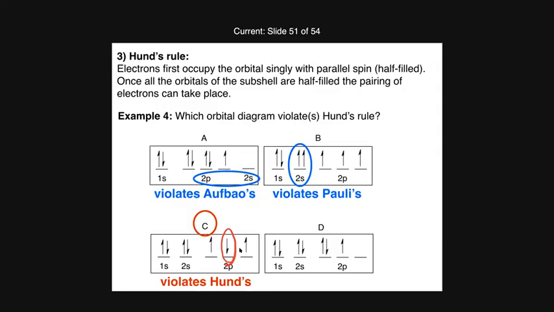Now D is a choice that also violates Hund's rule, because you will need to fill them singly with the same parallel spin first. You can't pair them first, right? So this would violate Hund's rule.